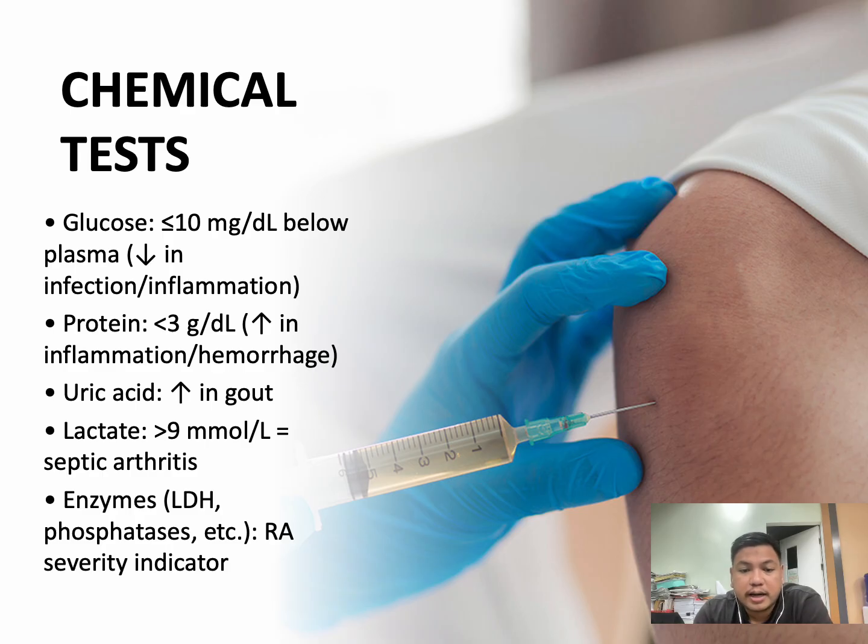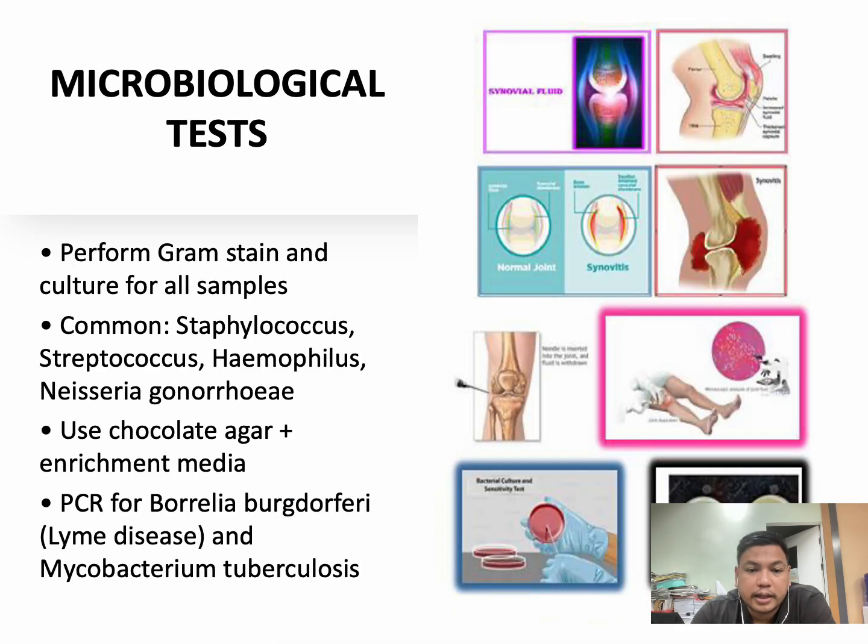For our enzymes, we have LDH and phosphatases, which are also rheumatoid arthritis severity indicators. These enzymes help us determine how severe the cases of patients having rheumatoid arthritis are.